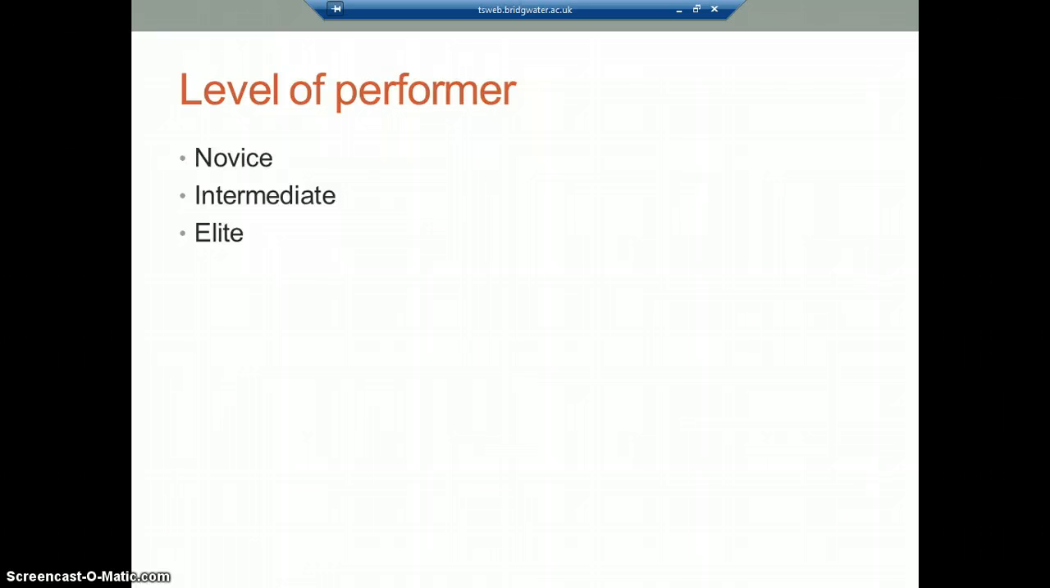Level of performer. The intermediate performer is able to complete the skills without having high concentration because it comes almost as second nature because they are used to the skill, but they are not able to cope with the high levels of arousal that the elite performers can cope with, so they wouldn't be able to cope with the big crowds and atmosphere, as it would put them off and they would lose some concentration.